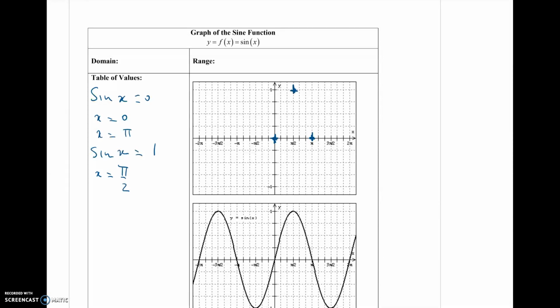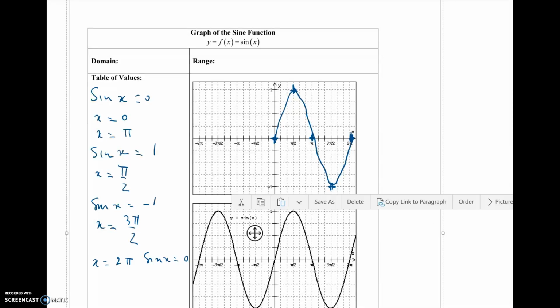And I'm also going to be able to say that sine x equals negative 1 when the angle is equal to 3 pi over 2. So at 3 pi over 2, I'm at negative 1. And when x equals 2 pi, the value of sine x is also equal to 0. So what I'm going to do is very simple. I can graph my sine.